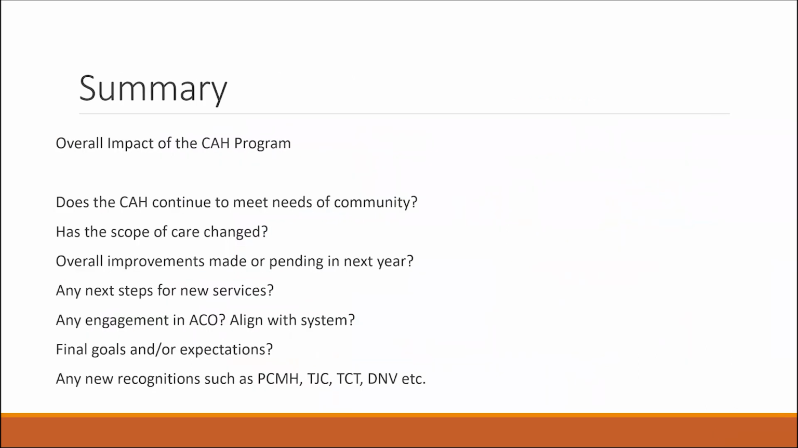And then if you didn't do an executive summary, or even if you did and you want to add a full summary, it's the overall impact of your CAH program. Are we meeting the needs of the community? Any scope change? Overall improvements made or pending in the next year? Any steps towards new services that we've now identified? Did we align with the system? Did we get engaged with an ACO shared savings program? Any final goals and or expectations?